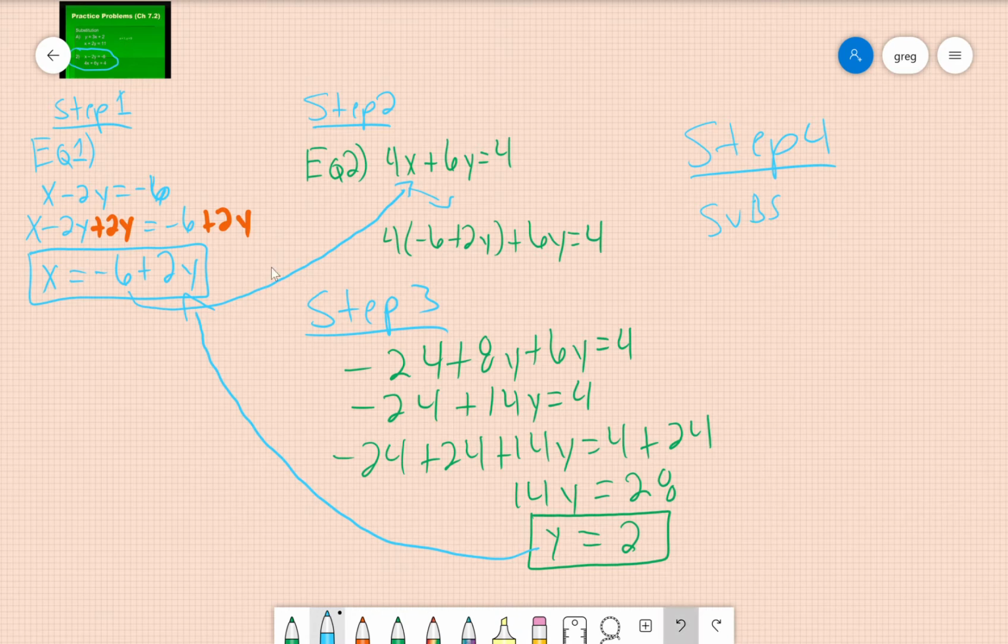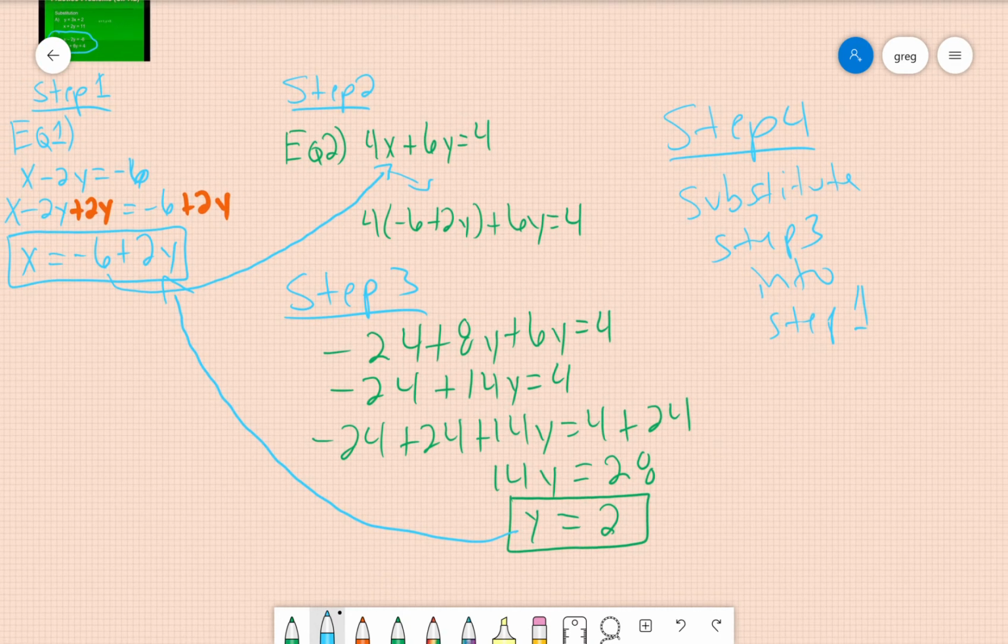All right, so now we're going to substitute step 3 into step 1. And now in doing so, I'm going to have x equals negative 6 plus 2 times 2, right? Yeah, that makes sense. x equals negative 6 plus 4, so x equals negative 2.